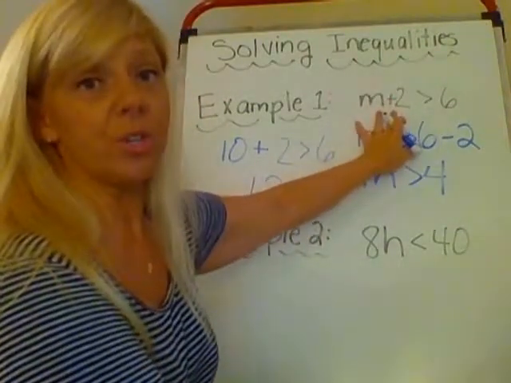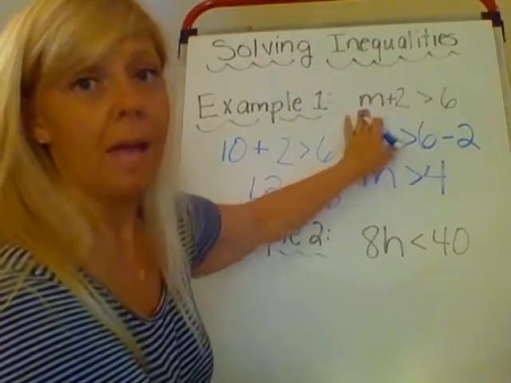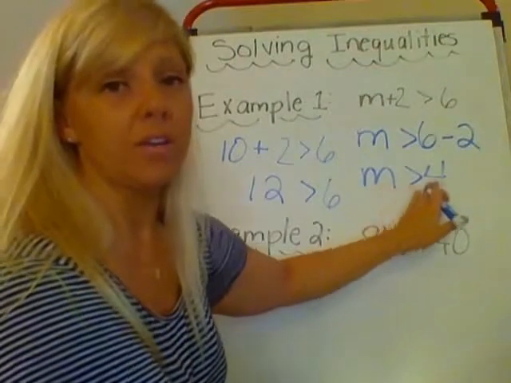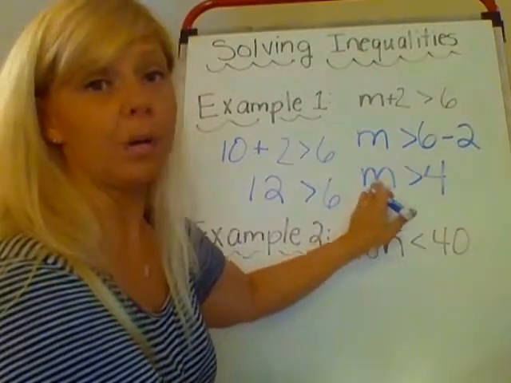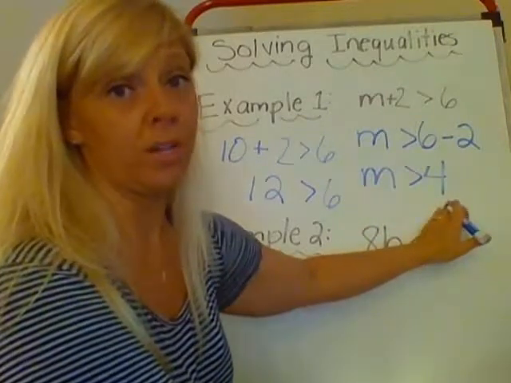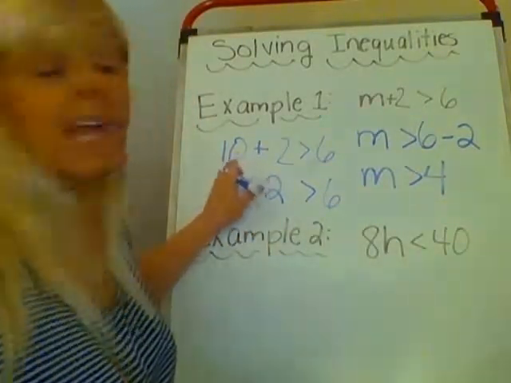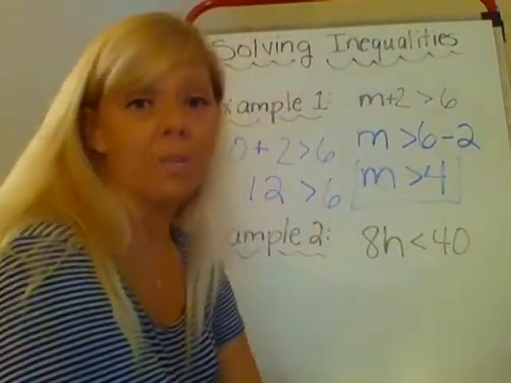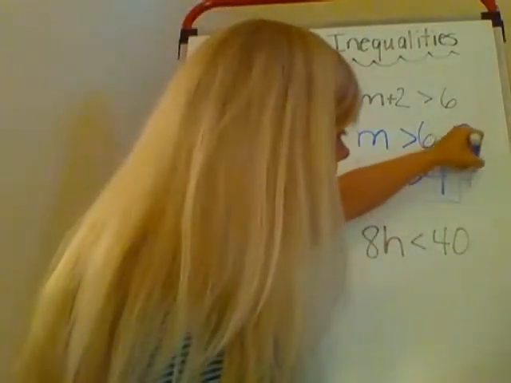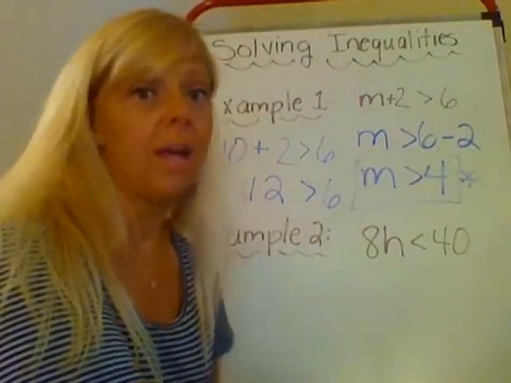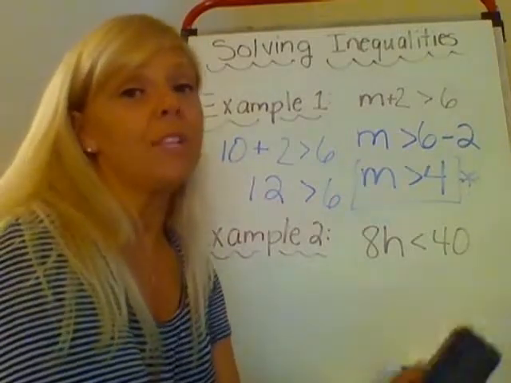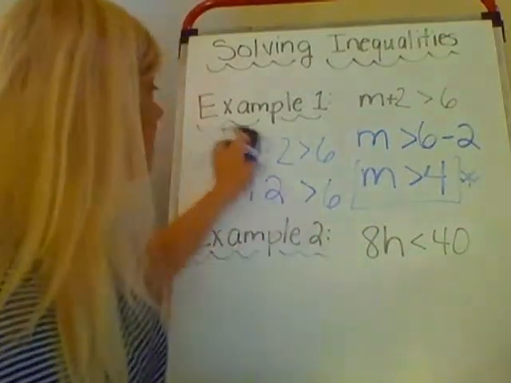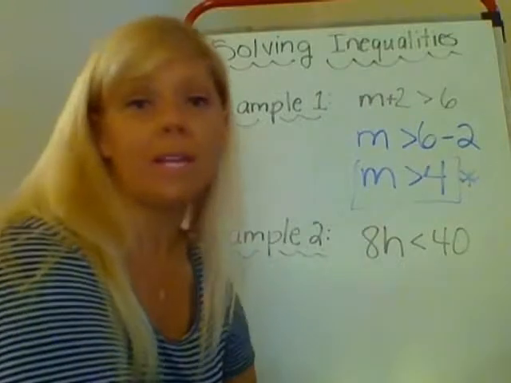So the answer to this inequality statement, m plus 2 is greater than 6, is m is greater than 4. That means any number bigger than 4 is going to work, like 10, 4.5, all those numbers. So we solve it like an equation, but then we need to think that we've got infinite solutions because this is an inequality symbol. So we have many solutions to this example. All right, let's go on to example number 2.